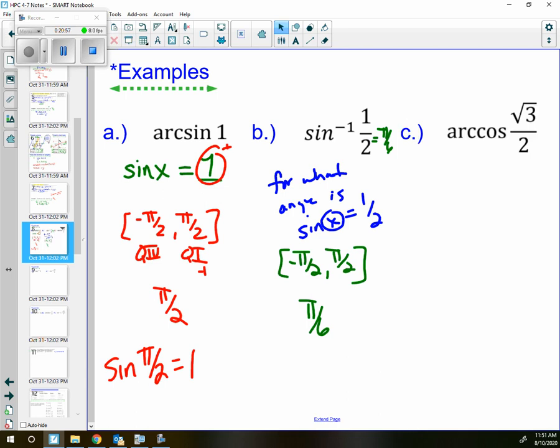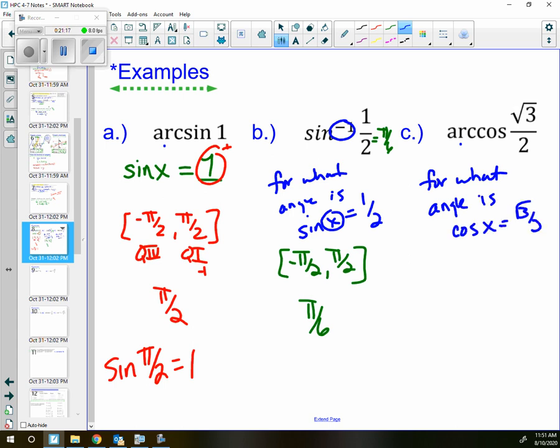All right, arc cosine of square root of 3 over 2. I'm just trying to use different things. Arc and inverse mean the same thing. So arc cosine is asking the question, for what angle is cosine root 3 over 2? Go ahead and pause the video and see if you can come up with what angle that is.